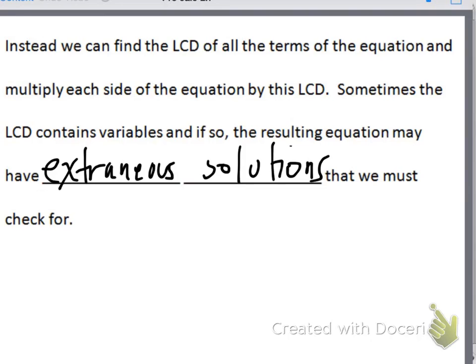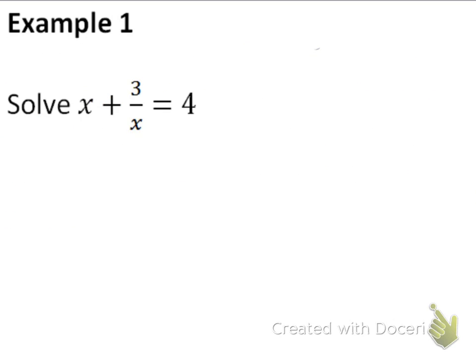Sometimes the LCD contains variables, and if so, the resulting equation may have extraneous solutions that we're going to have to check for. So what we're going to be doing essentially is solving rational equations, multiplying both sides of the equation by a variable, and then making sure we check for extraneous solutions because we multiplied both sides of an equation by a variable. Alright, so let's get started here with example 1.